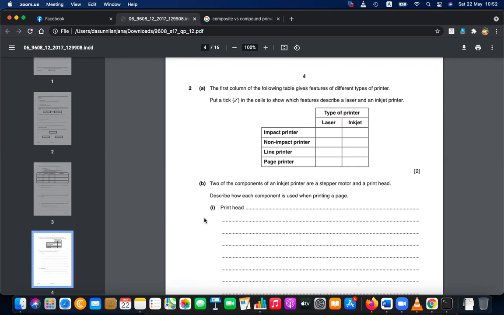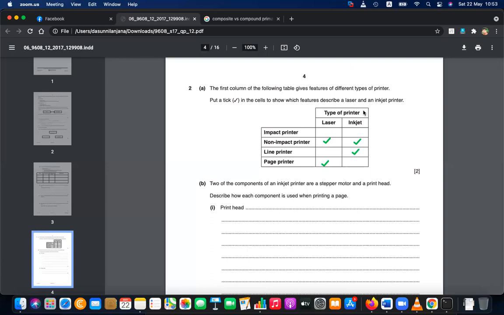So what do you think about the laser and inkjet? Are they impact printers or non-impact? I don't think they're impact. Yeah, it's non-impact. Both are non-impact. So out of this, which is a line printer? Which prints line by line and which prints the entire page at once? Inkjet goes line by line. This is a page printer. Okay, so this is how you should mark this, right?